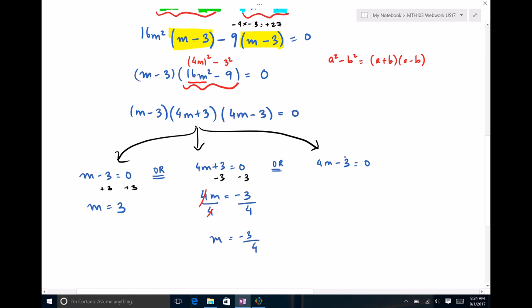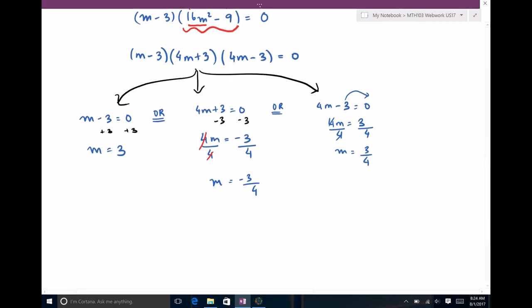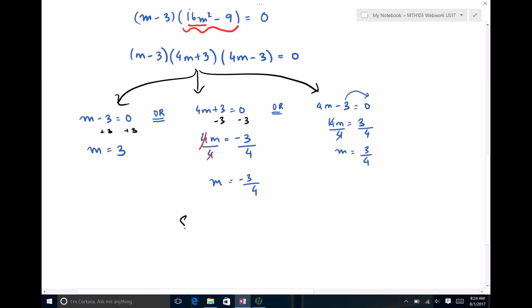The exact same way, when I take this negative 3 over, I get 4m equals positive 3, and then divide both sides by 4, and you get m equals positive 3 over 4. So you have three distinct possibilities for the value of m, and so your solution is given by m is either 3 or negative 3 over 4 or positive 3 over 4.